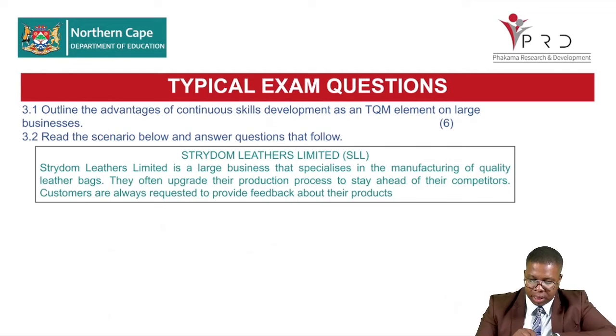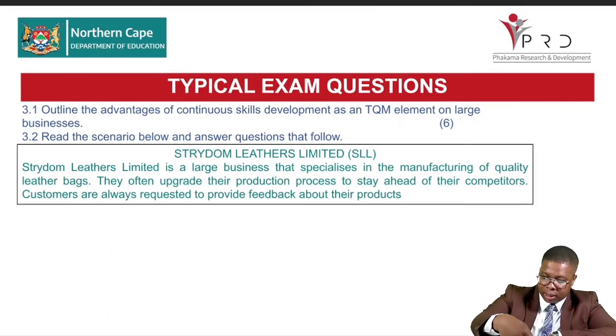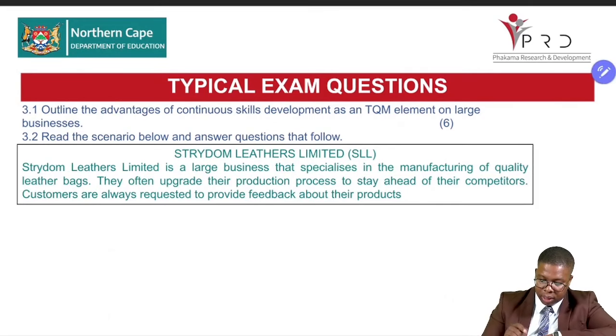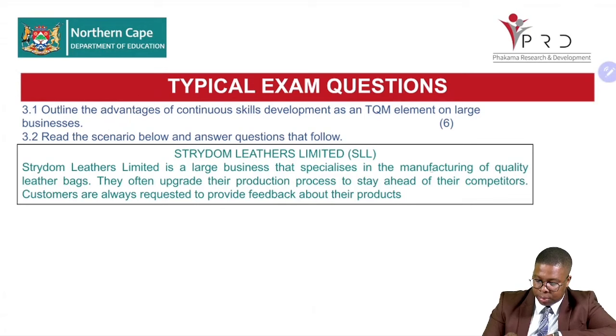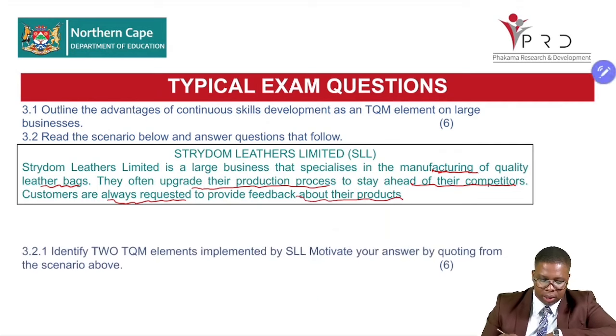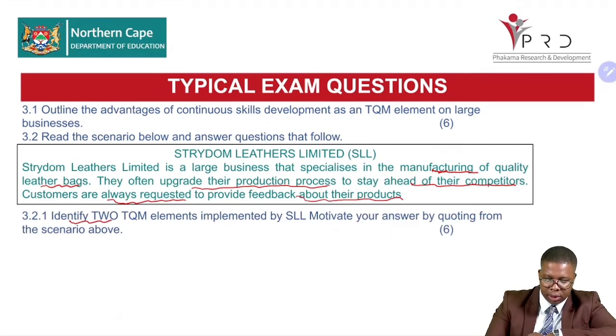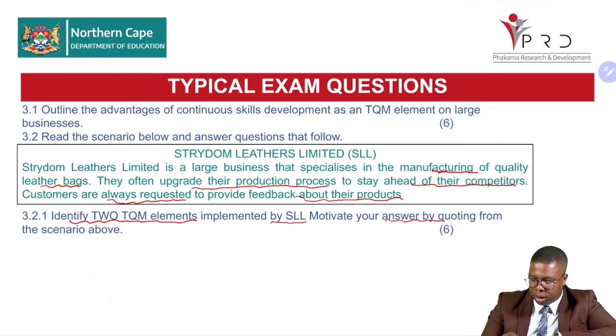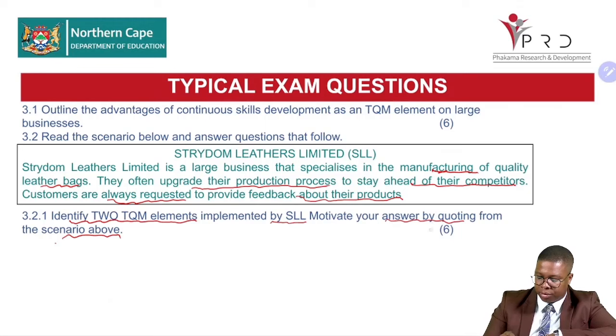You have Straydom Leather Limited. Straydom Leather Limited is a large business that specializes in the manufacturing of quality leather bags. They often upgrade their production process to stay ahead of their competitors. Customers are always requested to provide feedback about their products. Now let's see the question. The question says, identify 2 TQM elements implemented by the Straydom Leather Limited. Motivate your answer by quoting from the scenario above for 6 marks.